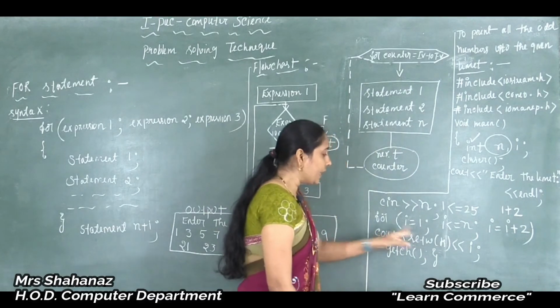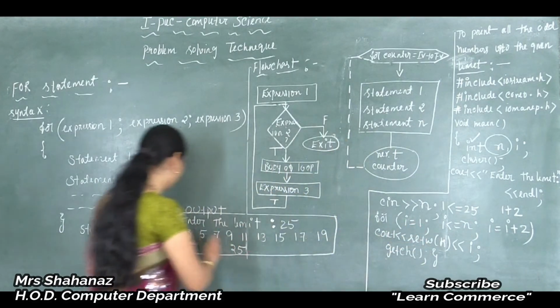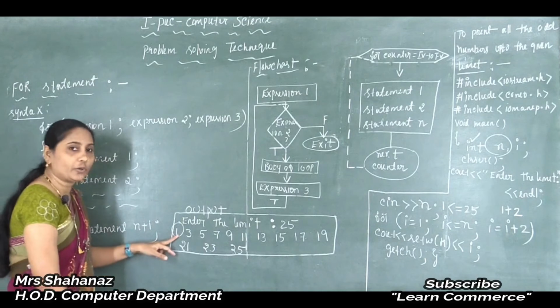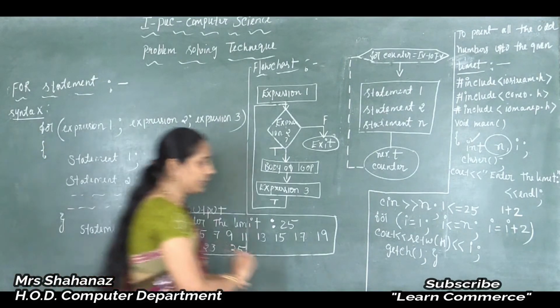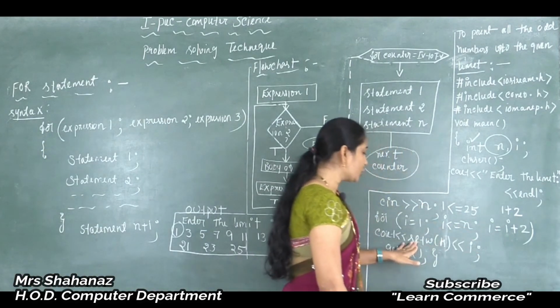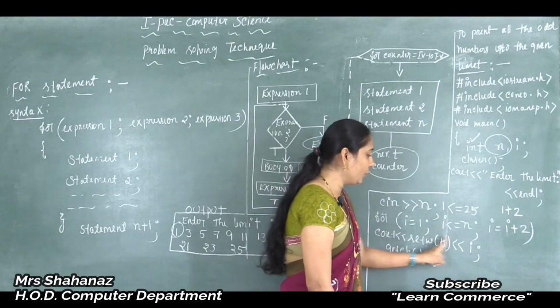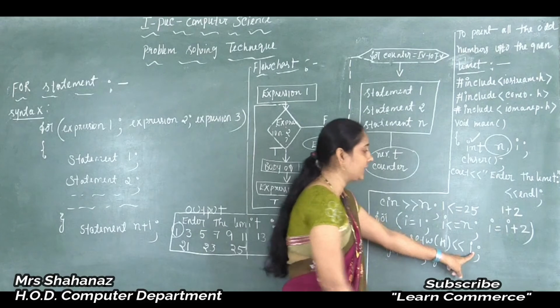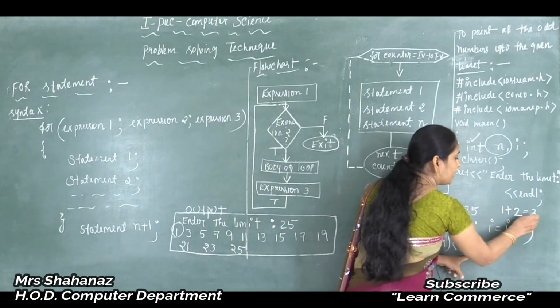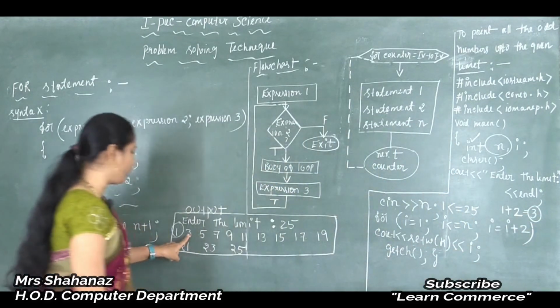So that means first of all it is going to print the 1 value, there is no doubt. But later, to print the next value, we need to increment the value here. So set. Then what i value will be printed? 1 plus 2, the value is 3. So the 3 value is going to print.